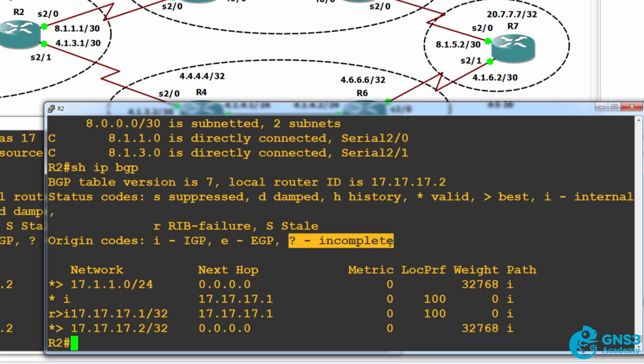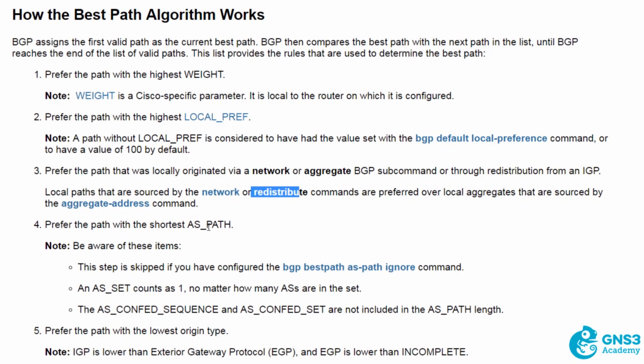Other options would be redistribution, which would show up as a question mark here. If you redistributed a route from OSPF or another routing protocol, it would show up as question mark. And EGP was an older routing protocol that existed before BGP, not used anymore. So the I here on the left-hand side indicates internal BGP. The I on the right-hand side indicates that the route originated or came into BGP through the use of the network command. Question mark, once again, would indicate redistribution.